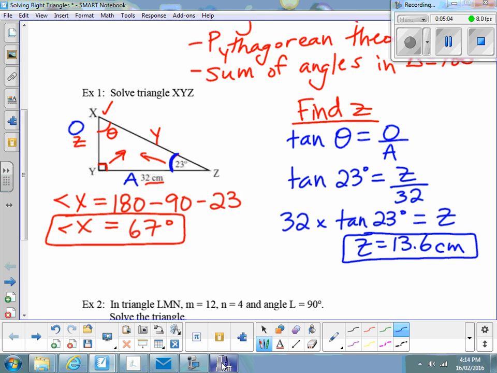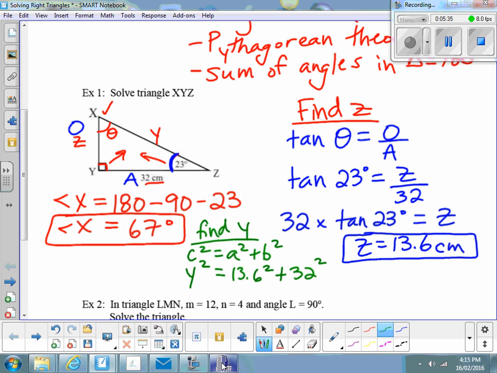Okay, and then to find Y, I didn't do a very good job of using the space here, but to find Y, I could use trigonometry. I could also use Pythagorean theorem. So c squared equals a squared plus b squared. So Y squared, Y is the hypotenuse, and then 13.6 squared plus 32 squared.